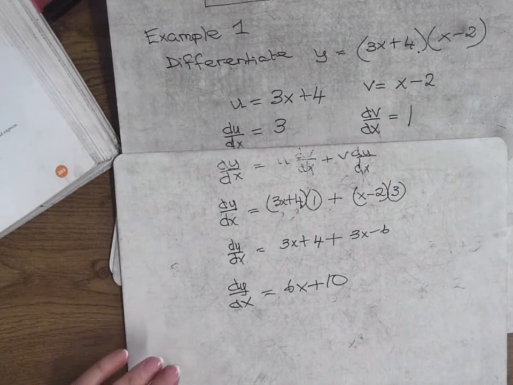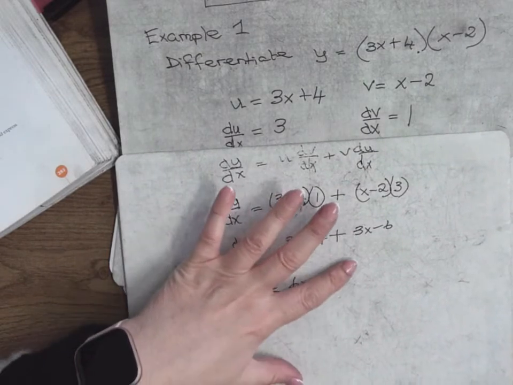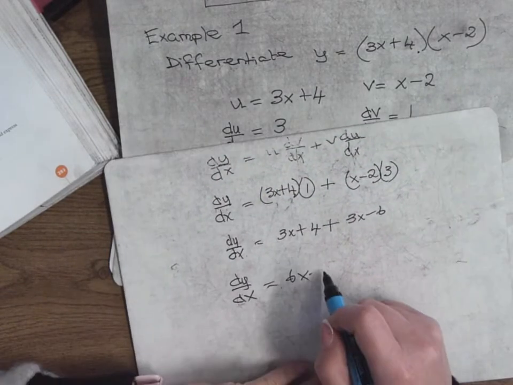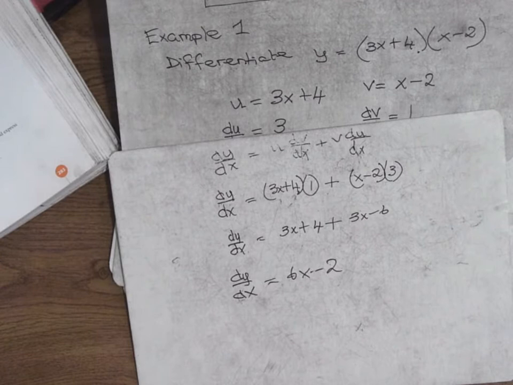Are we okay? Is it not, oh, minus 2, it is minus 2, because I read that as a plus. Right, that was a test and you passed, well done. Okay, we good? 6x minus 2, apologies.